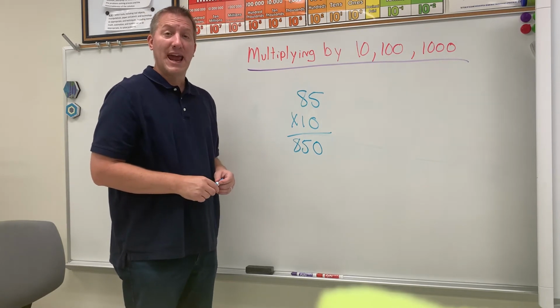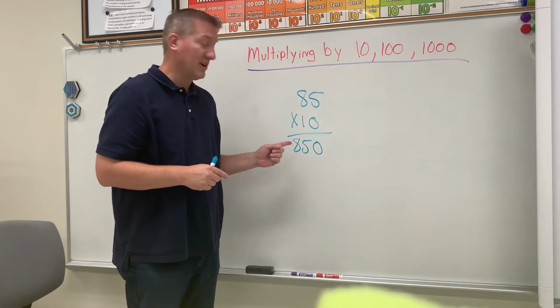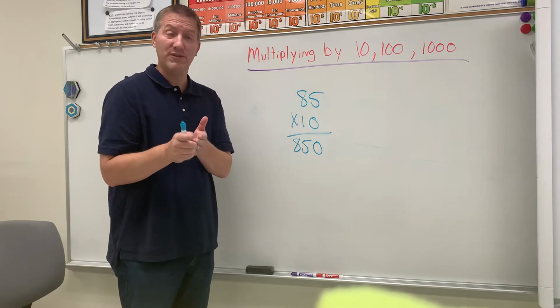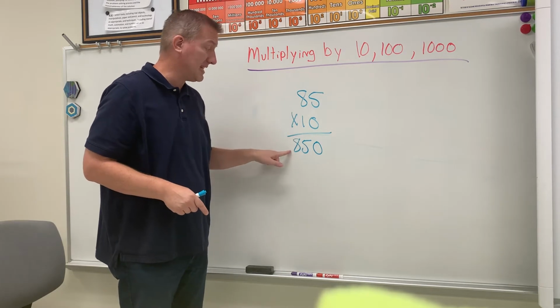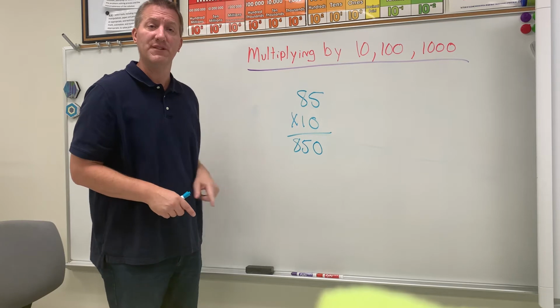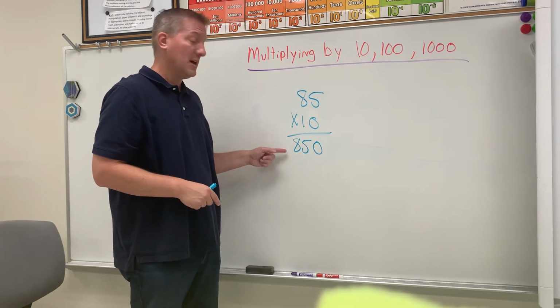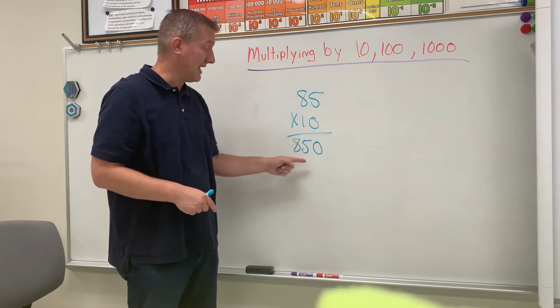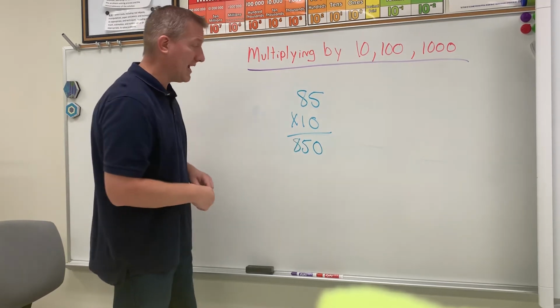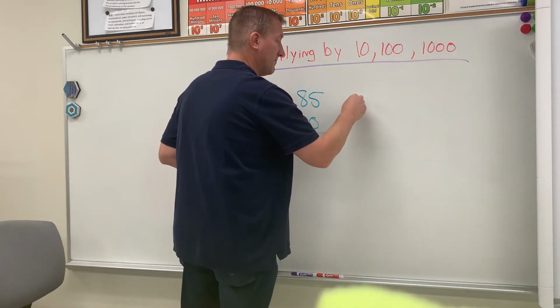850. And if I had my calculator here, it would prove to you that 85 times 10 is 850. And if you have a calculator there at home, you can go ahead and check me. But I know this is right. It's 850. Okay, so let's try another one.